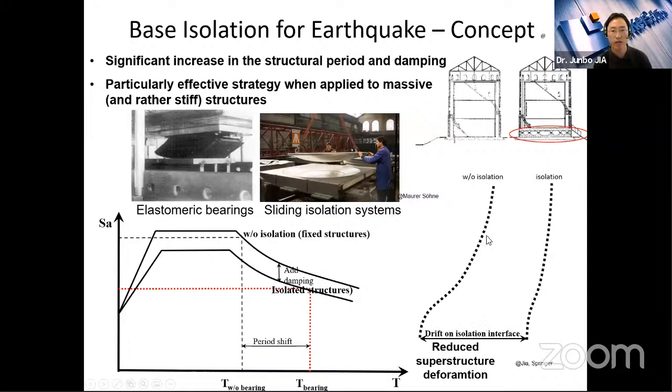So this is without isolation. You will see a large deformation of, for example, if you are thinking about a high-rise building, you will see a large deformation of this structure from the interface between the soil and the top structure to the top of the structure. But if you use this soft layer isolation, you will see a significant decrease of the response.